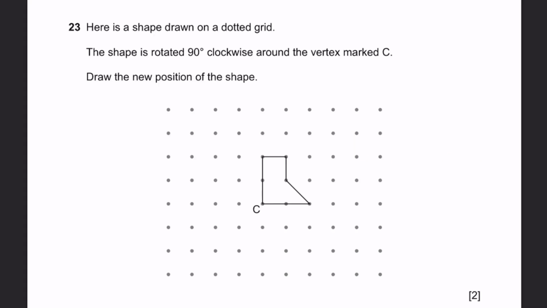Question 23. The shape is drawn on a dotted grid. The shape is rotated 90 degrees clockwise around the vertex marked C. Draw the new position of the shape. So 90 degrees clockwise about this point. So when we think about the corresponding points, this point will be the same, but this point will go 90 degrees clockwise around this. So it'll become here. And then same thing, same process we do for all the other points, and we get the shape like this.